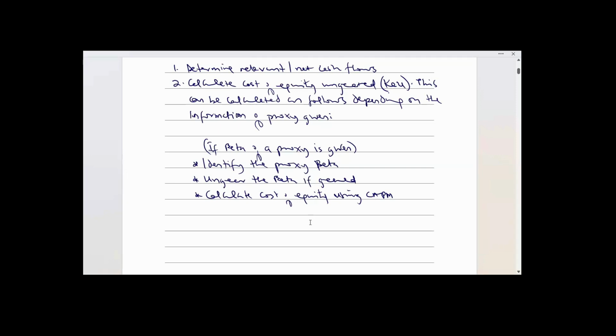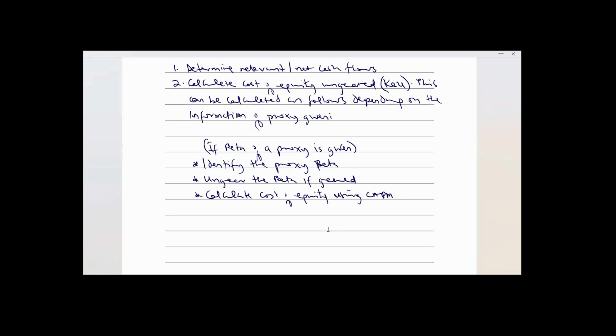Please note that when you are calculating cost of equity under APV, when you are calculating cost of equity on gear, you don't re-gear. If you are given beta of the proxy, you don't re-gear when you are calculating cost of equity, because once you re-gear, it means that you are incorporating financial risk. Remember, we want to calculate cost of equity on gear. So the cost of equity on gear is the one that measures only business risk.